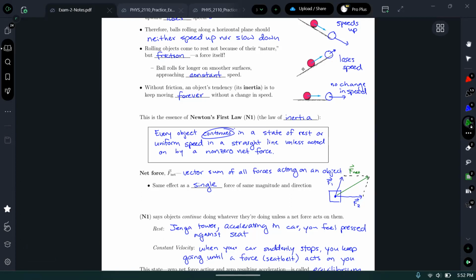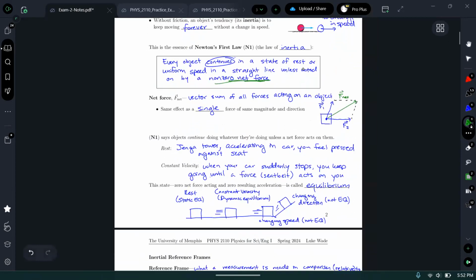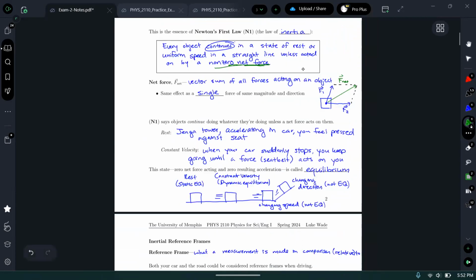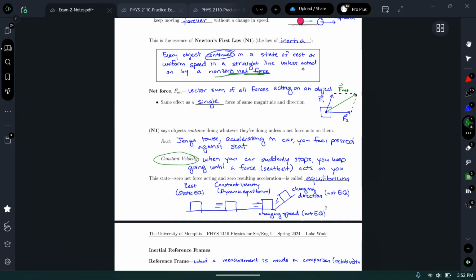Stuff likes to keep moving the way it is currently moving. If it's not moving, it likes to keep doing that. If it is moving, it likes to keep doing it exactly the same way, same speed, same direction, unless that something that acts is a non-zero net force. So some terms to look out for when you're dealing with calculation problems are things like constant velocity. Usually it's pretty obvious to us that rest means that the net force is zero and the acceleration is zero.